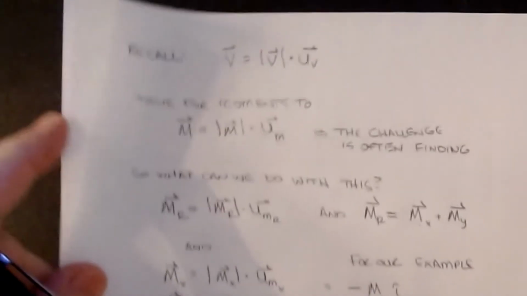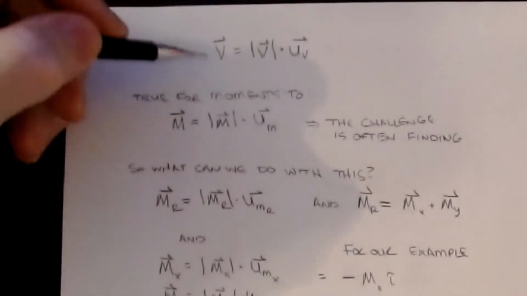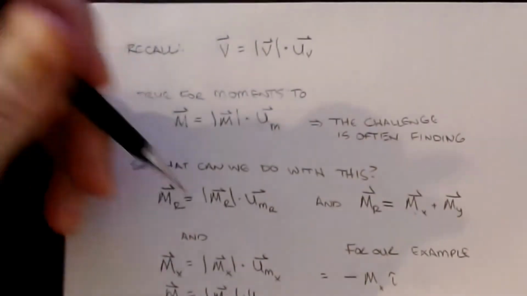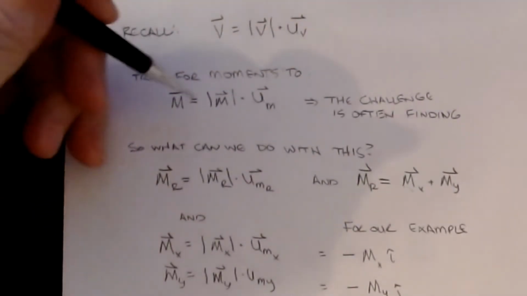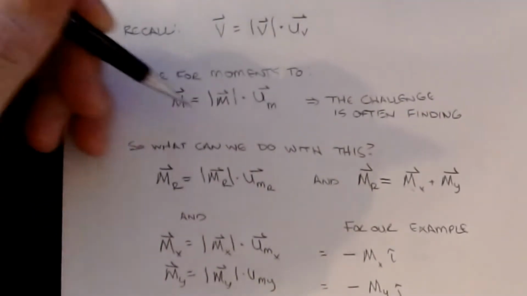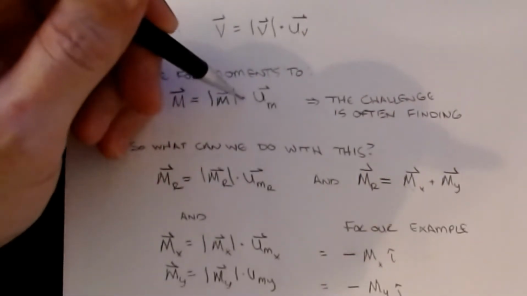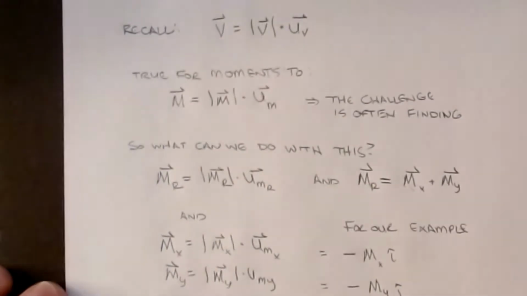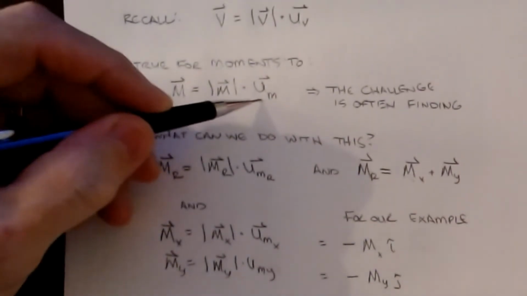All right, so let me show you the process. I put it in words, but let's show you the equations that it takes to make all that happen. Here's our basic vector relation between a vector, its magnitude, and its unit vector. That's the one I just showed you with the M's. It's true for the moment, so as we wrote, the moment vector is the moment's magnitude times something that tells me about the direction. And the challenge is often finding this value.